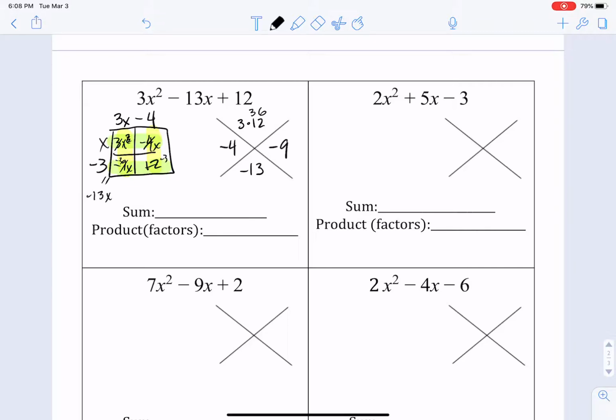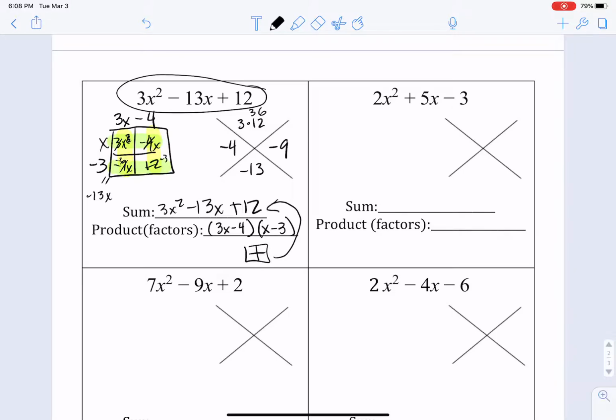So the product, when I list them out as a product, is going to be 3x minus 4 and x minus 3. And that's how I get my product. And again, my sum is just my original, what I started with, 3x squared minus 13x plus 12. And again, the key here is that these are equivalent in value. If you did your area model to multiply these two together, you would end up back here. And that's kind of the point of this. We're doing just the same thing we've been doing, only in the backward order.